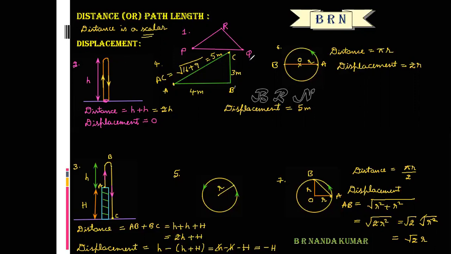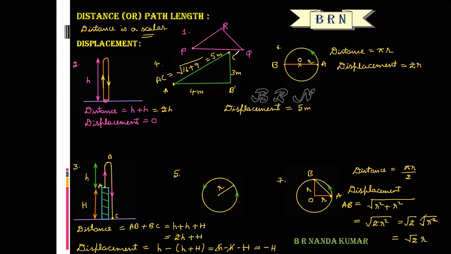What is the meaning of quantity? Quantity means anything that can be measured. So distance is a physical quantity. What is the meaning of physical quantity? If we can measure a quantity with a certain instrument, that is called a physical quantity.